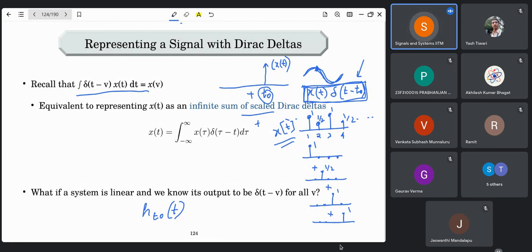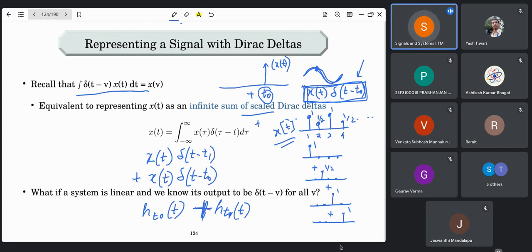If this is the output that I know for this signal, and if I feed another signal, let's say the other signal is x of t1 times delta of t minus t1, and the corresponding output is h t1 of t. Now, when I add these two, what would be the output? Because of linearity, the outputs will also get added up.